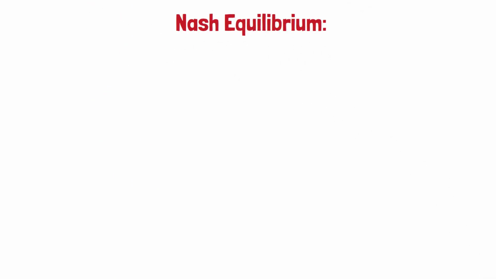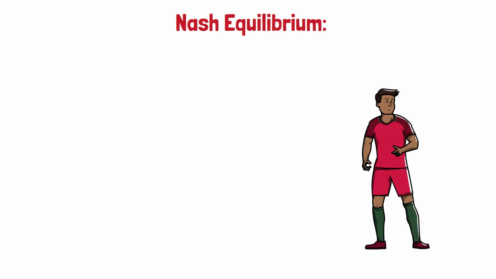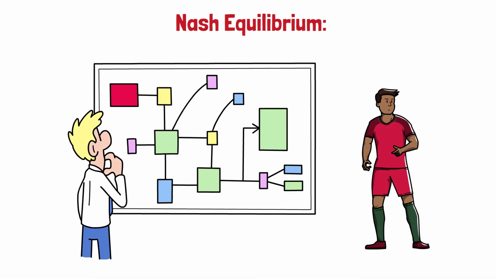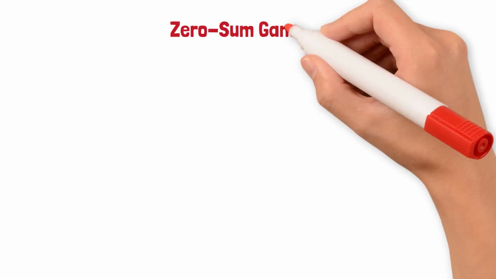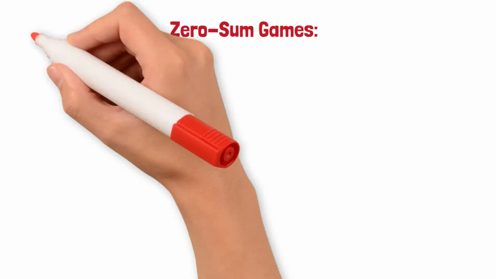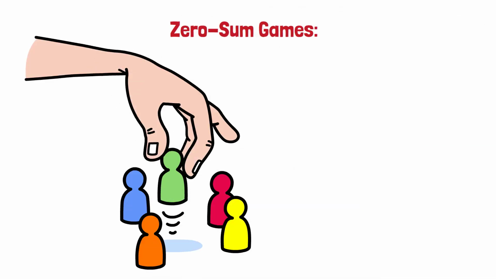Nash equilibrium, a state where no player can improve their situation by changing their strategy alone. It's the balance point of strategic interactions. Zero-sum games, situations where one player's gain is exactly another's loss, like chess or poker.